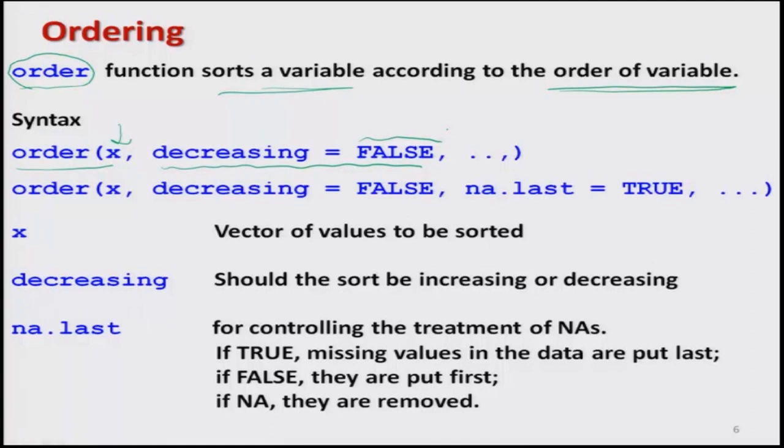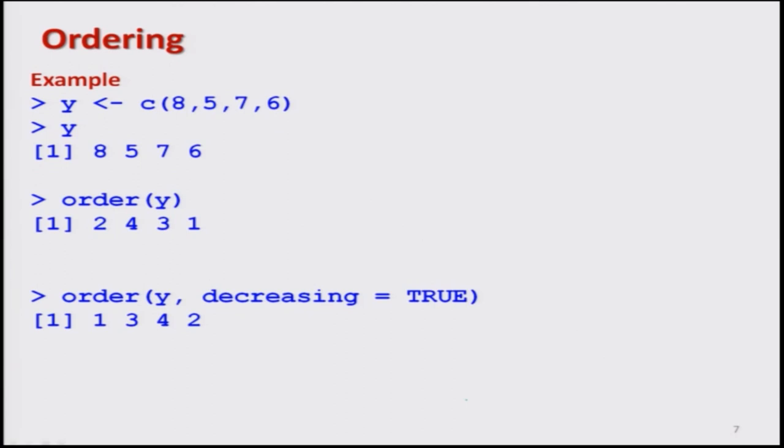The default is decreasing. And similarly, as in the case of sorting, there are other options like na.last, which tells us how the missing values should be handled. If I say this is equal to TRUE, then missing values in the data are put in the last, that means the end of the vector. If I say FALSE, all the missing values are put in the first position. And if I say na.last is equal to NA, the missing values are removed and will not be considered in the computation. Now let us take some examples and try to understand.